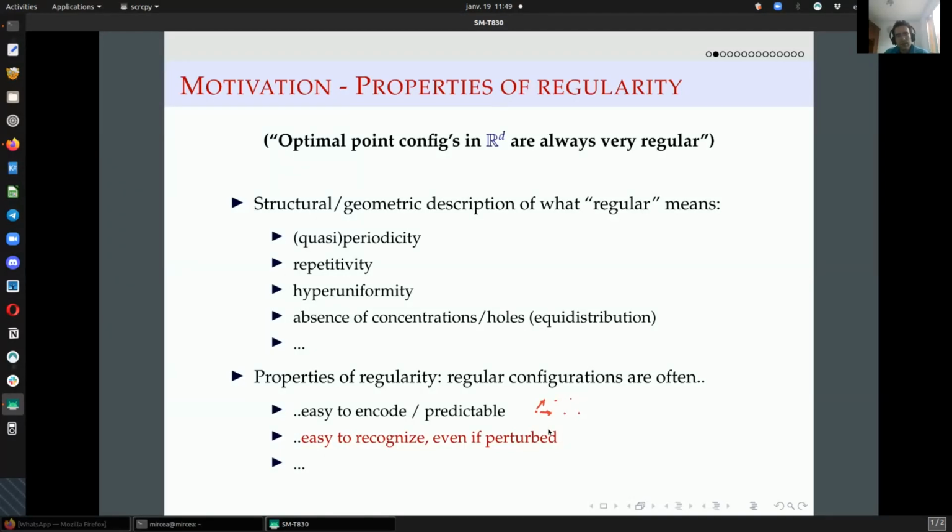But the one I want to focus on in this talk is that actually they are easy to recognize, yeah? And so it means that when I perturb them, then I can recover them. Okay, so this is one possible path to go from regularity of point configurations to these recovery problems, which highlight one property of these very regular configurations, such as lattice or periodic configurations. And so the question I talk about is this one.